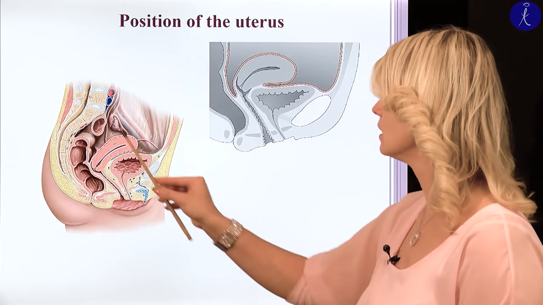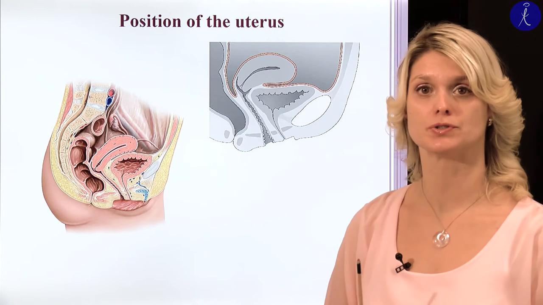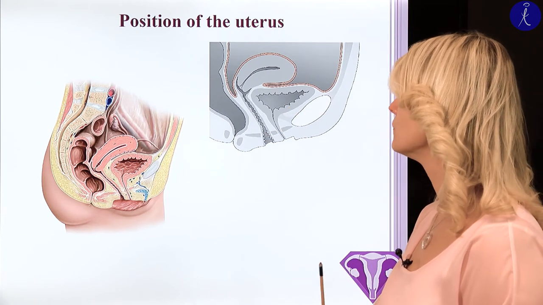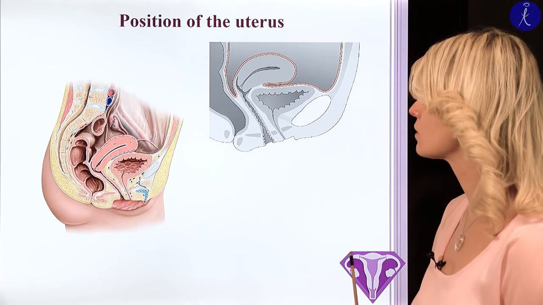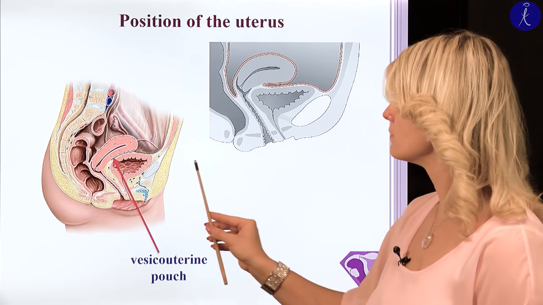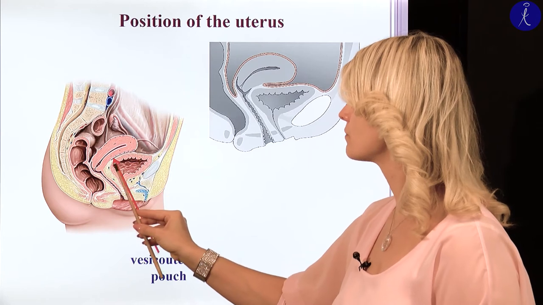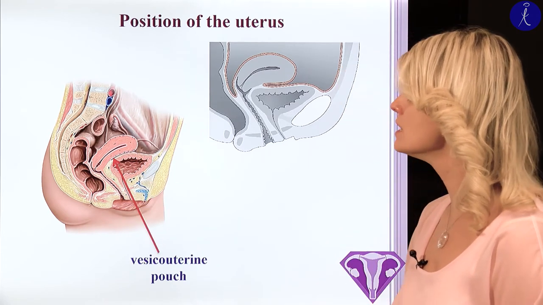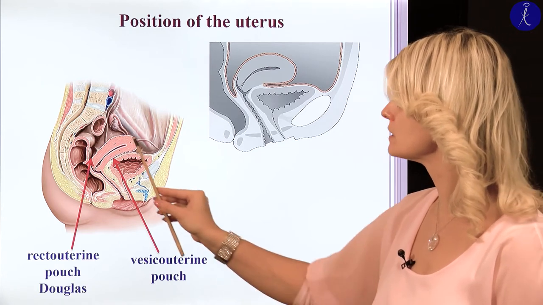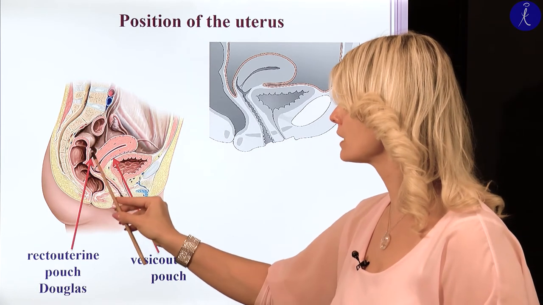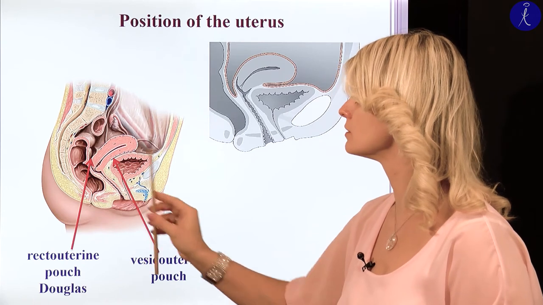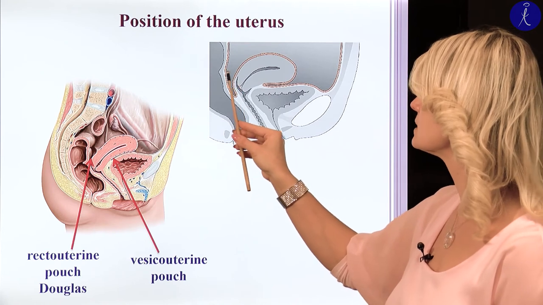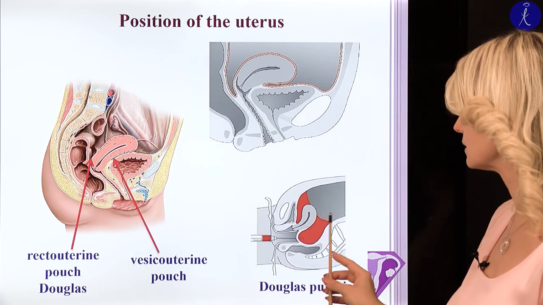I mentioned earlier the position of the uterus and the different pouches, which we have to know, which are the lowest parts of the abdominal cavity. We can talk about the vesico-uterine pouch between the urinary bladder and the uterus. And behind the uterus, we can describe the recto-uterine pouch. The author name was the Douglas pouch. Also, I told you that this is the lowest part of the abdominal cavity.